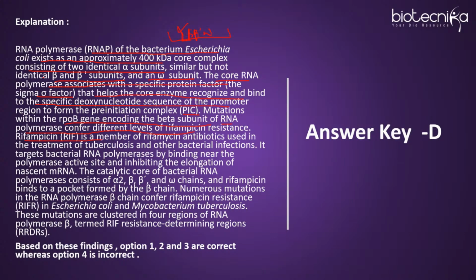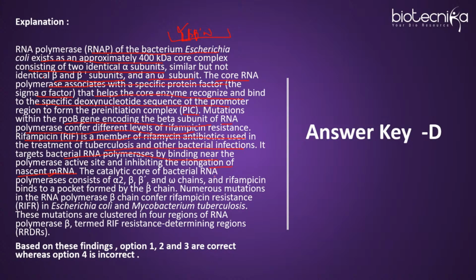Rifampicin, RIF, is a member of the rifamycin antibiotics used in the treatment of tuberculosis and other bacterial infections. It targets bacterial RNA polymerase by binding near the polymerase active site and inhibiting the elongation of the nascent mRNA, right? So to prevent any kind of bacterial infection in our body, we have this rifampicin antibiotic. So what does it do? It basically targets the bacterial RNA polymerase by binding near the polymerase active site and inhibiting the elongation of the nascent mRNA. So it basically inhibits the process of elongation.